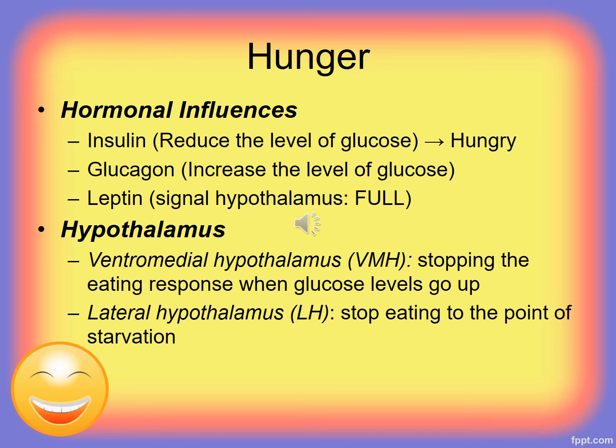The second part of the hypothalamus is the lateral hypothalamus. It helps us to stop eating to the point of starving. So if the rats have impairment of this LH, they will stop eating.